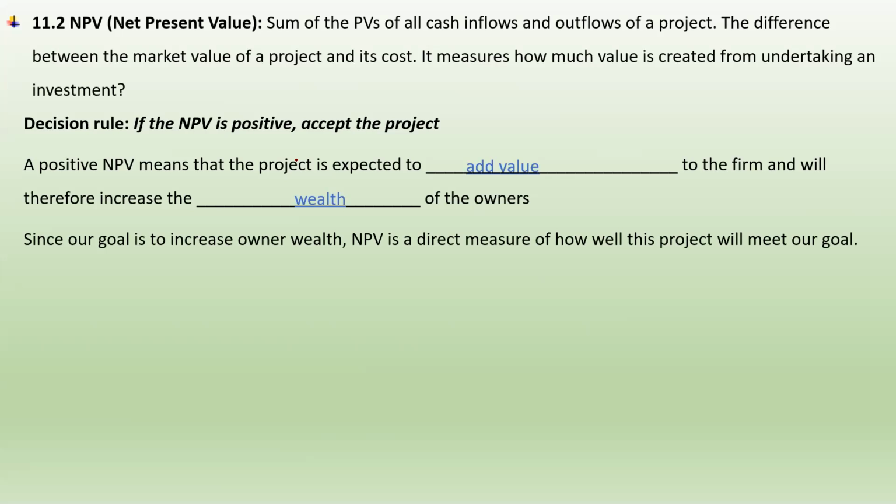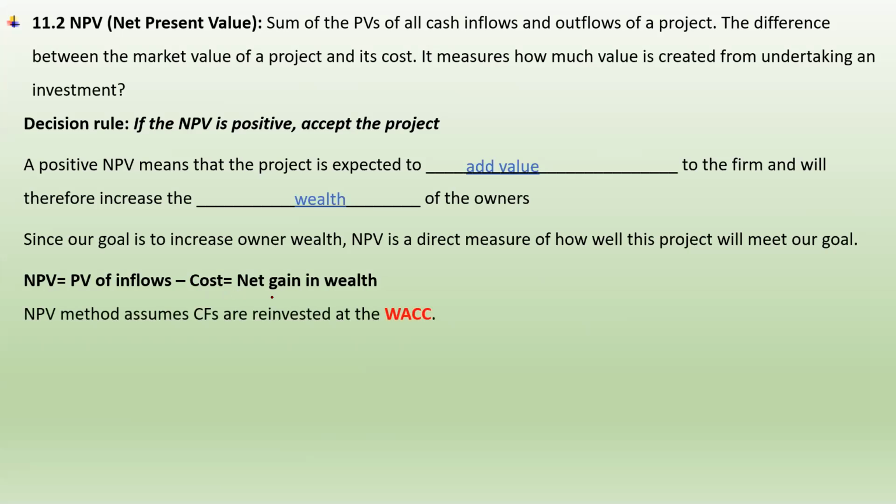Remember our goal is to maximize the price of existing shareholders' stocks. And because a positive NPV project actually adds value to the firm, NPV is a direct measure of how well this project will meet our goals. NPV is the present value of all cash inflows minus the present value of the cash outflows. It's a net gain in wealth. And we assume that the cash flows are reinvested at the weighted average cost of capital because the discount rate is the weighted average cost of capital.